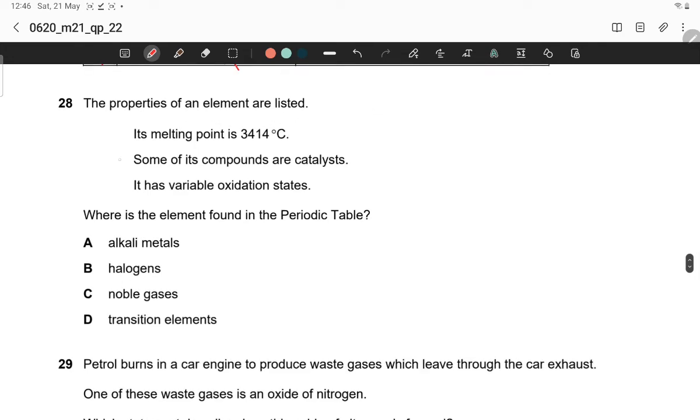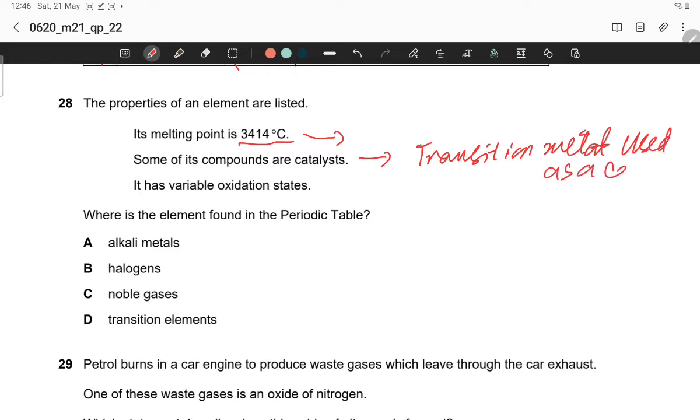The properties of an element are listed. Its melting point is 3414 degrees centigrade. Some of its compounds are catalysts. It has variable oxidation states. Melting point high. Some of its compounds are catalysts. Transition metals are also used as catalysts. So its melting point is also high. It has variable oxidation states, again transition metal.